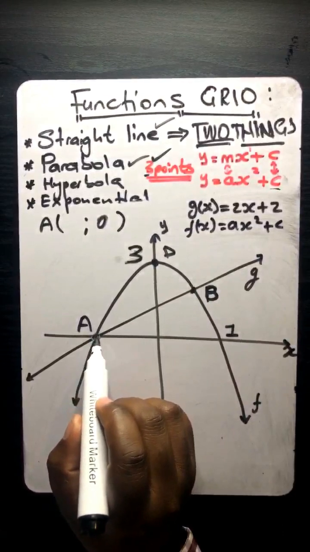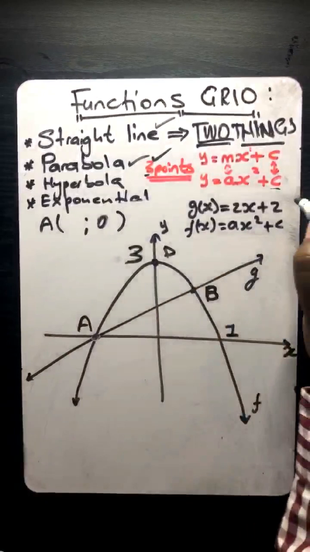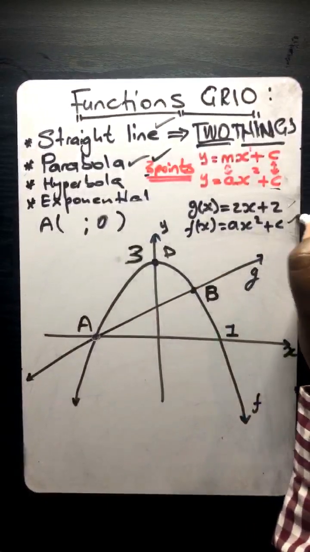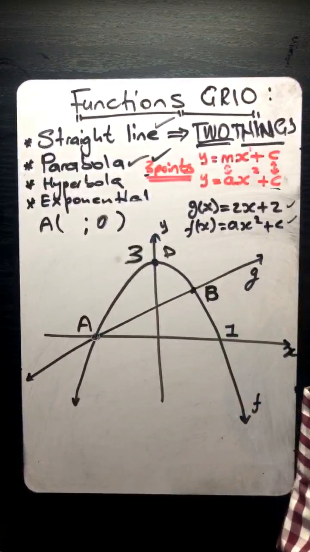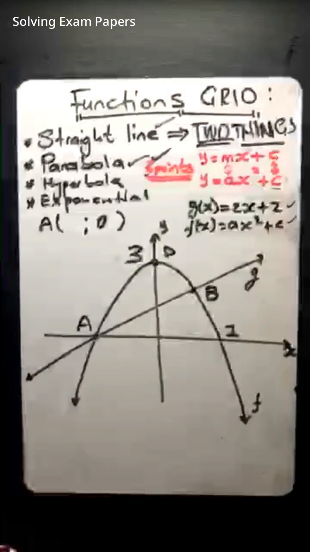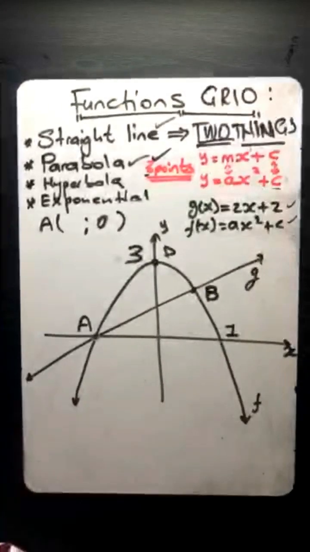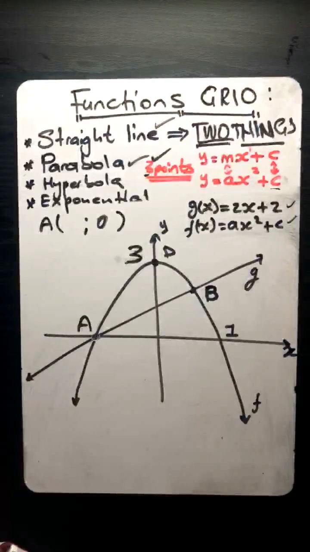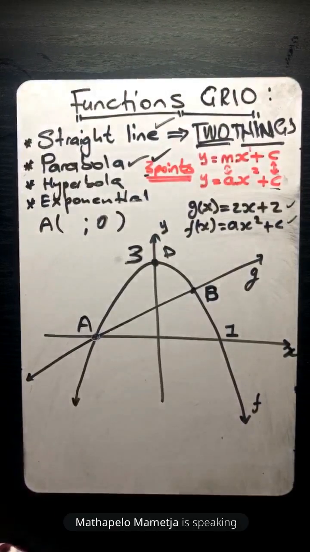So we already know that y is 0. So that means, are you going to use the equation of G, or are you going to use the equation of F? Which equation are you going to use to calculate the coordinates of point A? G. Why G and not F?